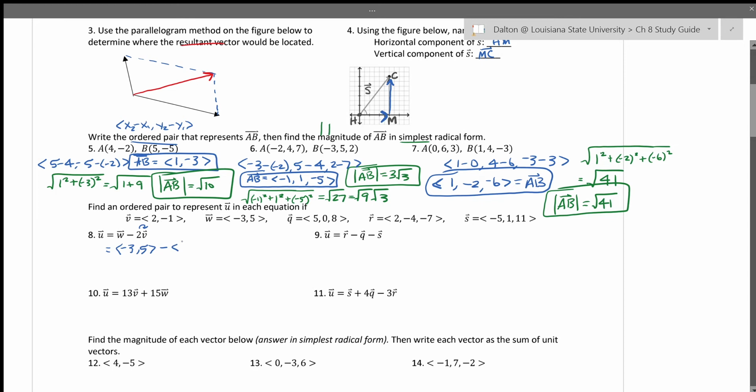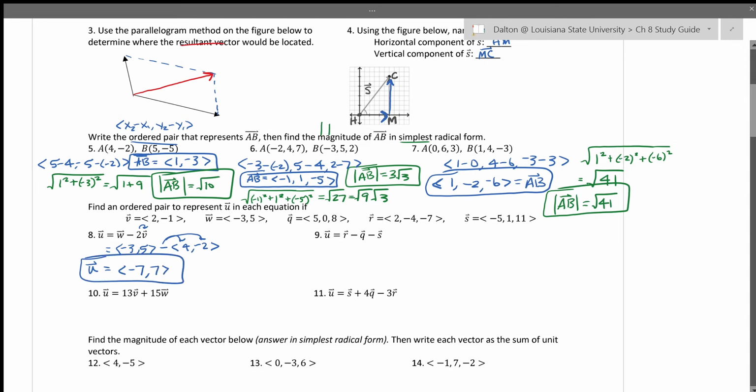So I'm just going to be distributing 2 to vector v. So 2 times 2 is 4. 2 times -1 is -2. And then I'm going to distribute this minus sign to each of them. So then vector u will equal -3 minus 4 is -7. And then 5 minus -2 changes to plus a positive, which is +7.